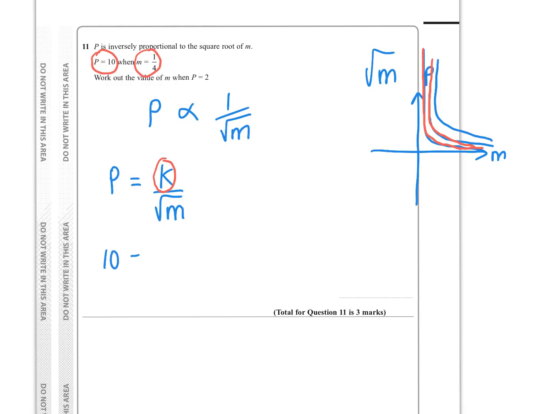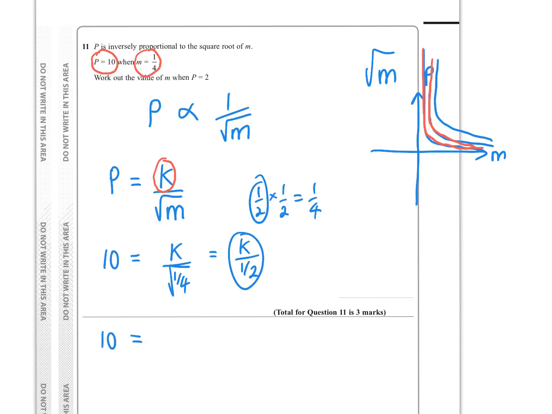P is 10 in the question, and m is 1/4. Now the square root of 1/4 without a calculator is not too easy. That means something times something is 1/4. Well, 1/2 times 1/2 would be 1/4. So the square root of 1/4 is actually 1/2. So that gives us 10 is equal to k divided by 1/2. So the nice way out of trouble for this one, if you're not sure, is to just double top and bottom here, because they make an equivalent fraction, and that would give us 2k over 1, which is just 2k. So that means 2k equals 10, so then k is 5.